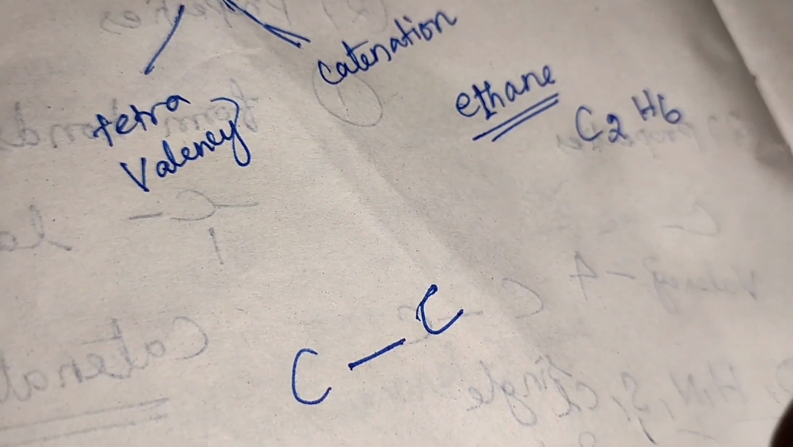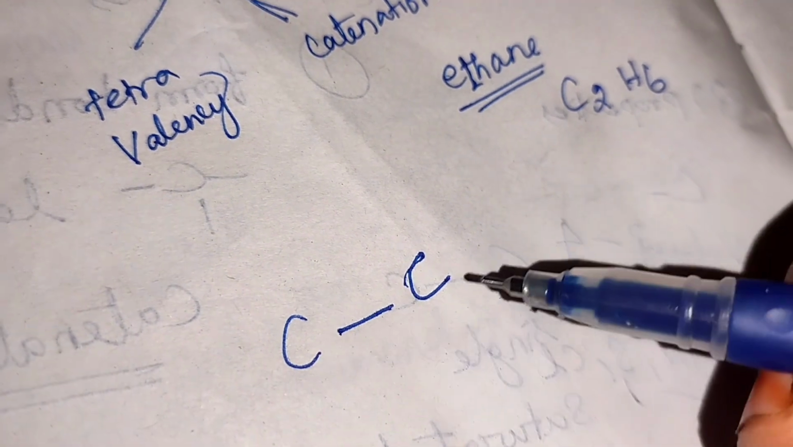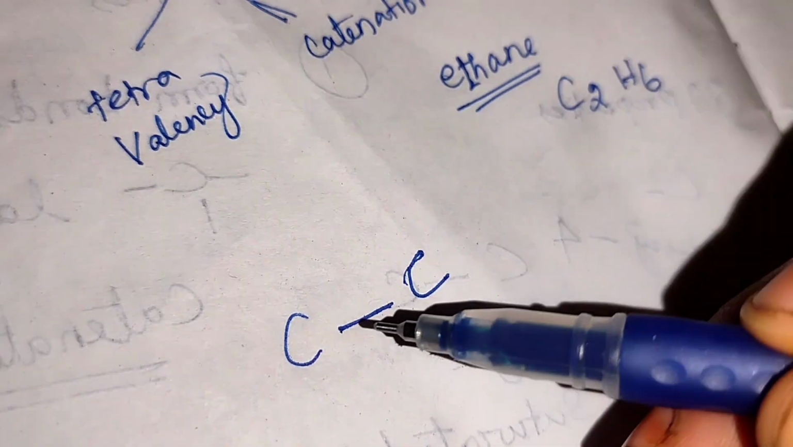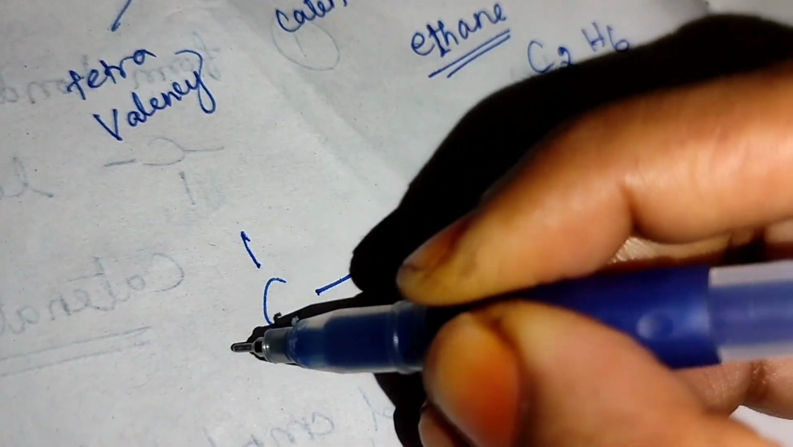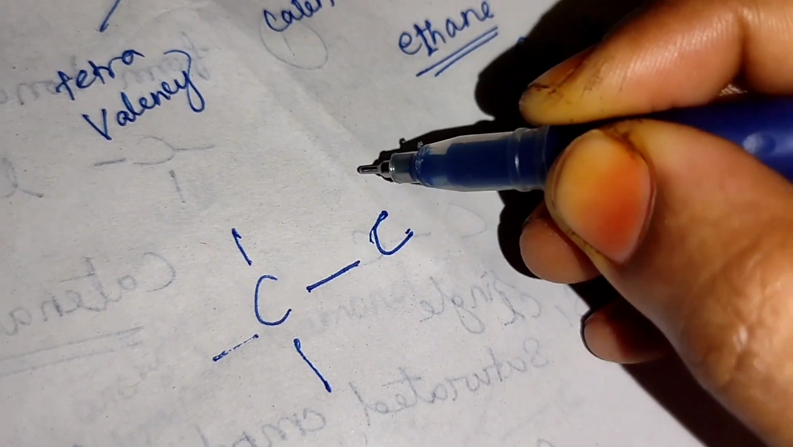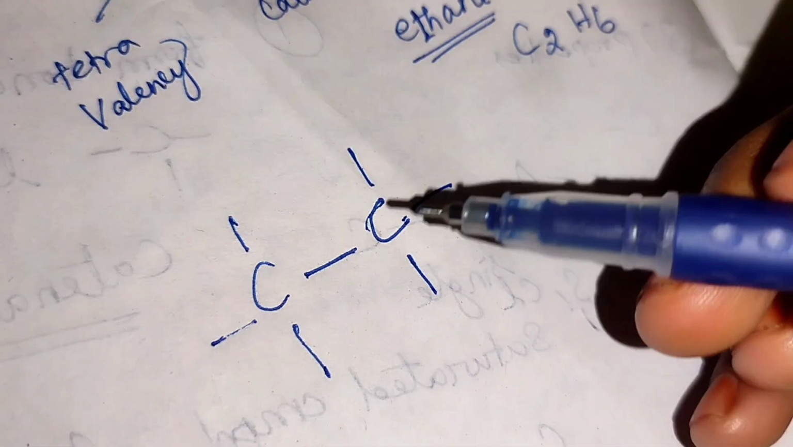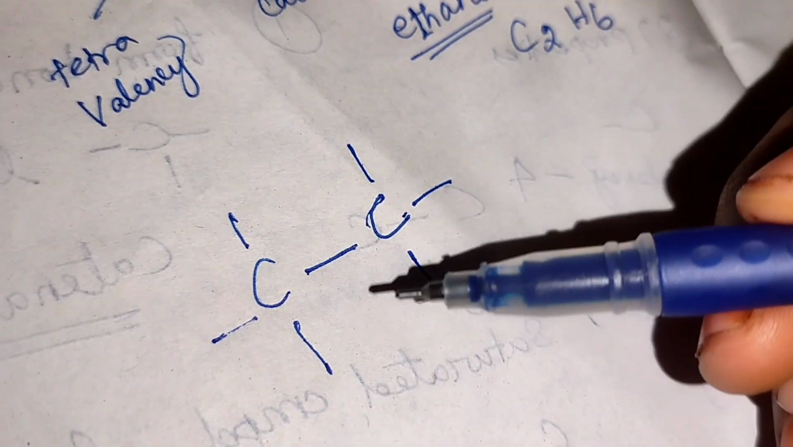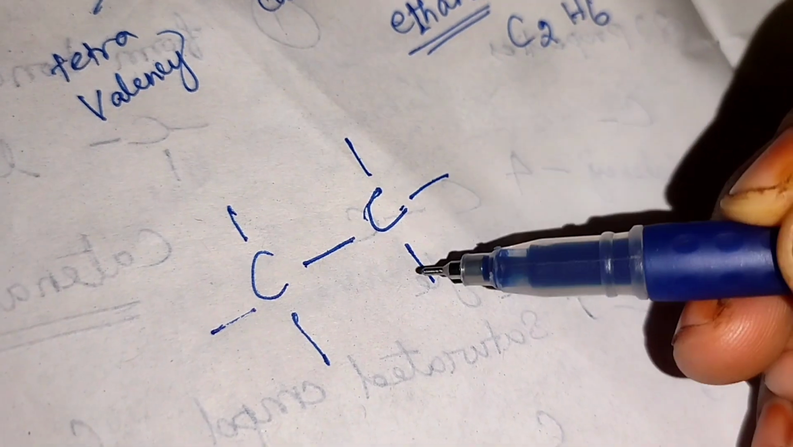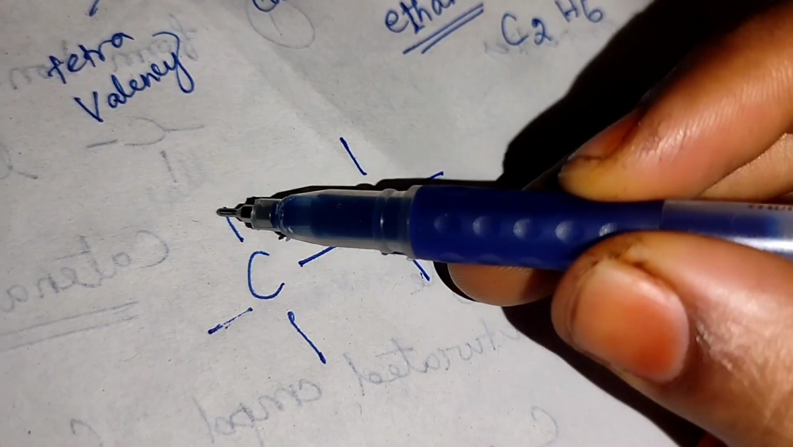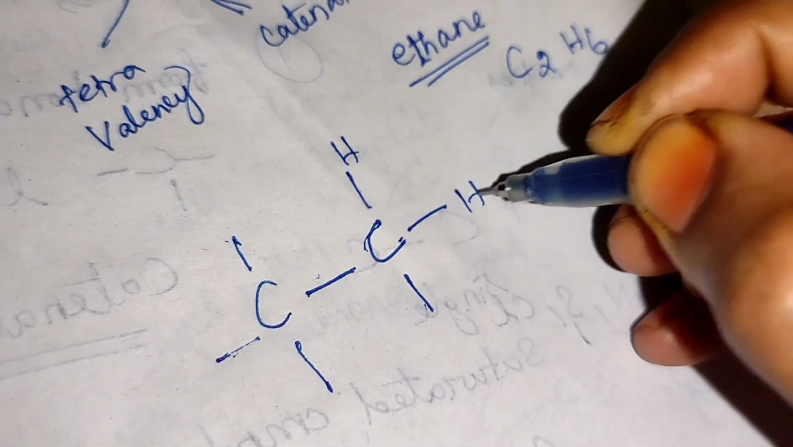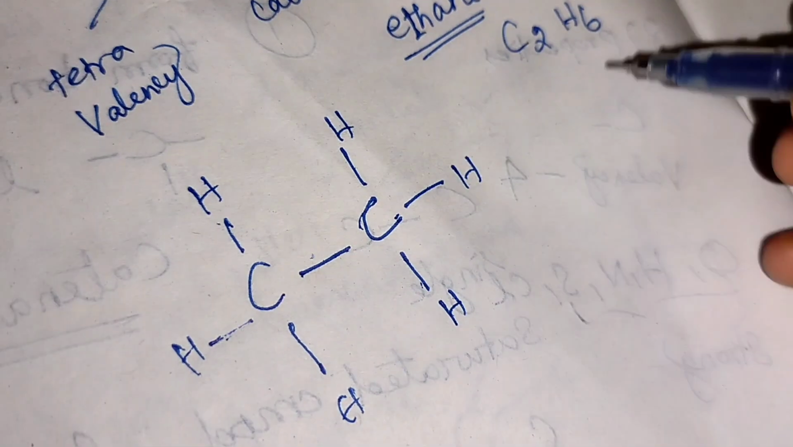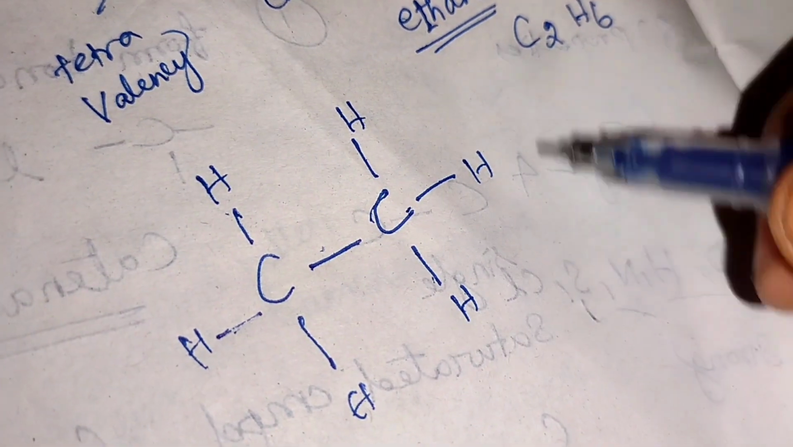Now H6. Before that, what is the valency of carbon? 4. Here 1 bond, 1 valency finished. Balance 3, so draw 3 lines here, 1, 2 and 3, and here also 1, 2 and 3. Now check whether the 4 bonds are finished or not. 4 valency, 1, 2, 3, 4. For this carbon, 1, 2, 3, 4, correct. So now write hydrogen here, 1, 2, 3, 4, 5, 6. Totally 6 hydrogen. So this is the structure for ethane.